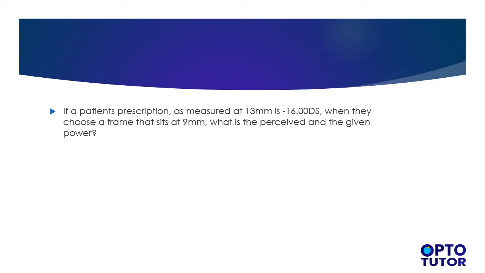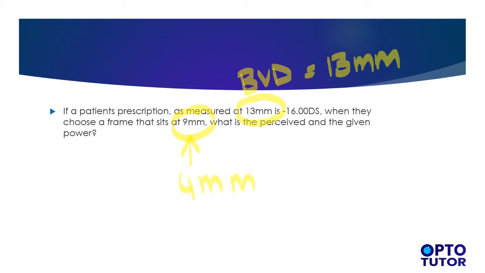So this question is basically saying that if we've got the patient's BVD at 13 millimeters, when we change it to 9 millimeters, we're moving 4 millimeters closer to the eye. So what is going to be the change in power that we're going to feel to this minus 16 prescription?